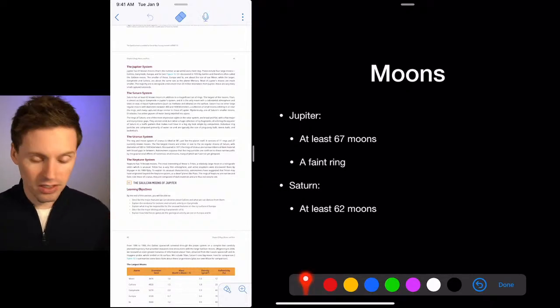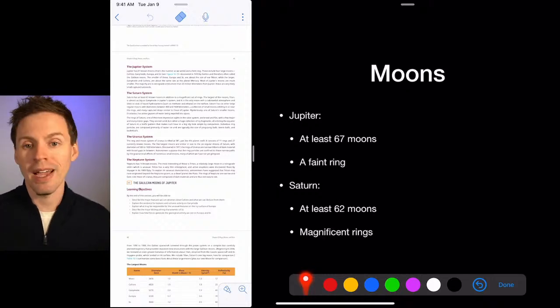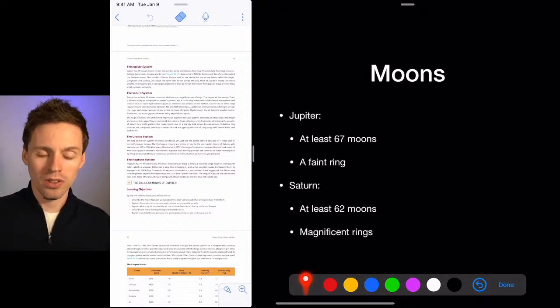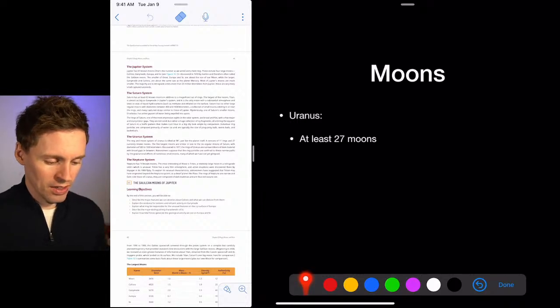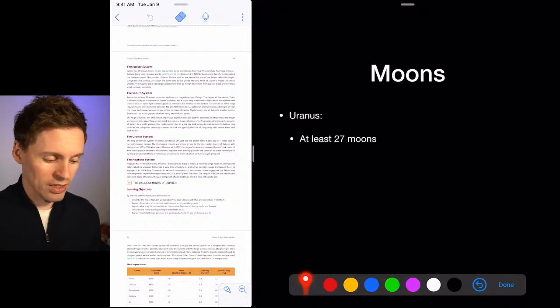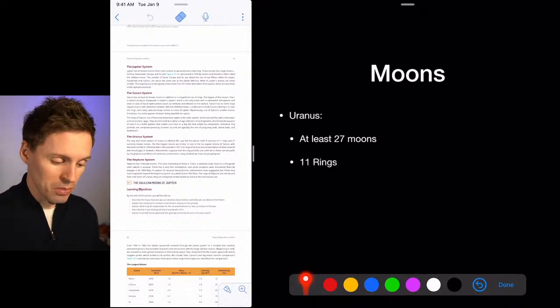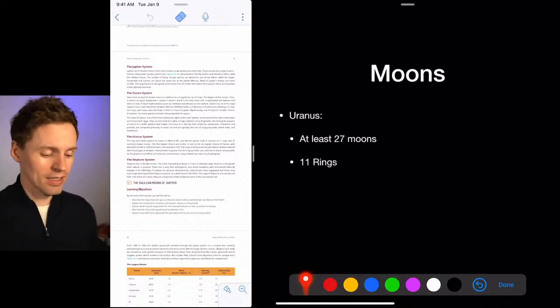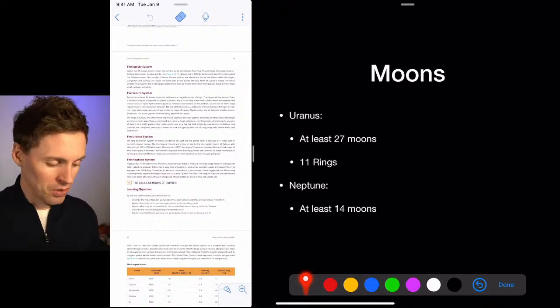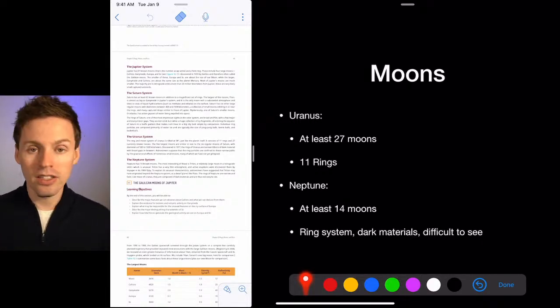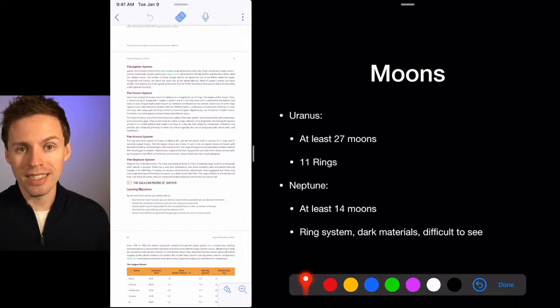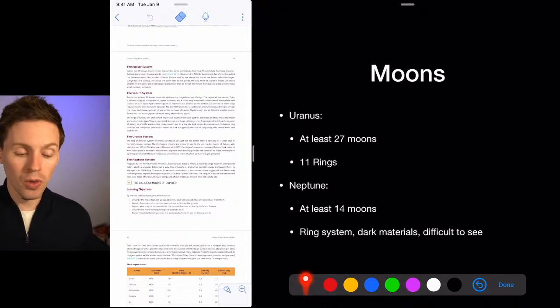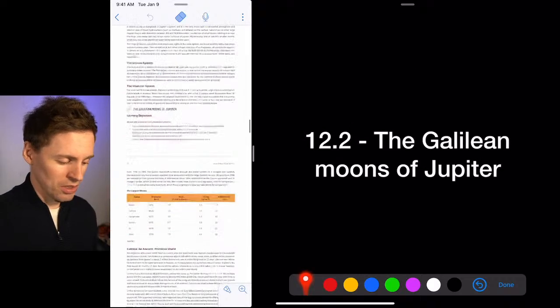Saturn, on the other hand, has over 60 moons too, but it has a magnificent ring system. Stunning ring system. We'll talk about the rings here at the end. Uranus, the outer planet here, has at least 27 moons and its own ring system, as well as Neptune, which has at least 14 moons and its own ring system. Saturn is the only one that's obvious, that's easy to see, but the other planets do have ring systems. They're usually a little bit darker.